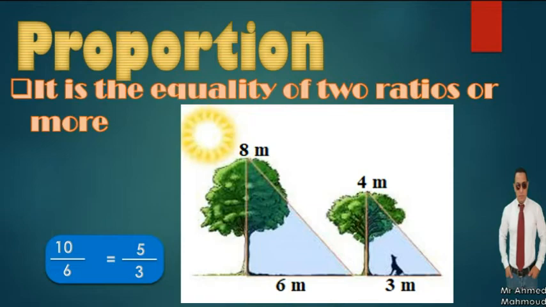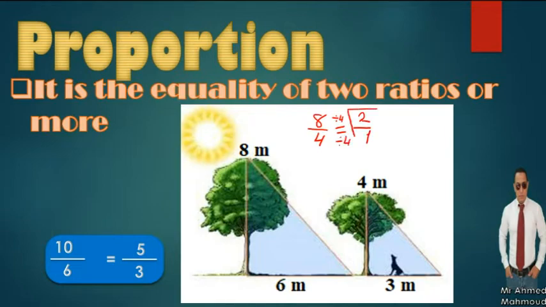By finding the ratio between the height and the height, it will be 8 over 4. Excuse me, I will divide by 4, not by 2. Divided by 4, 8 over 4 equals 2, and here I will divide by 4 and get 1.